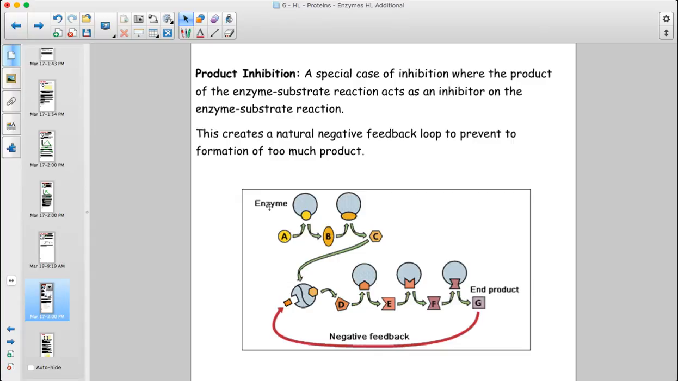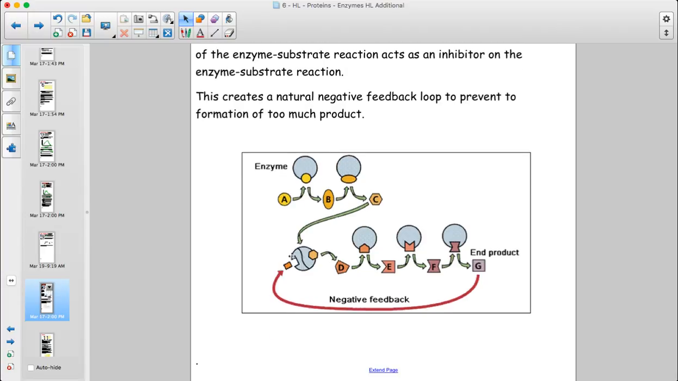So if you look at this diagram, A gets turned into B, gets turned into C, and so forth. And eventually, the fifth or sixth step down the road, you've made this product G, and G turns out fits and can bind to this enzyme, which was responsible for turning C into D. And so as a result, it's going to change the shape of this key enzyme, which will effectively stop the conversion of C to D. If you do that, you're eventually going to stop the production of G.